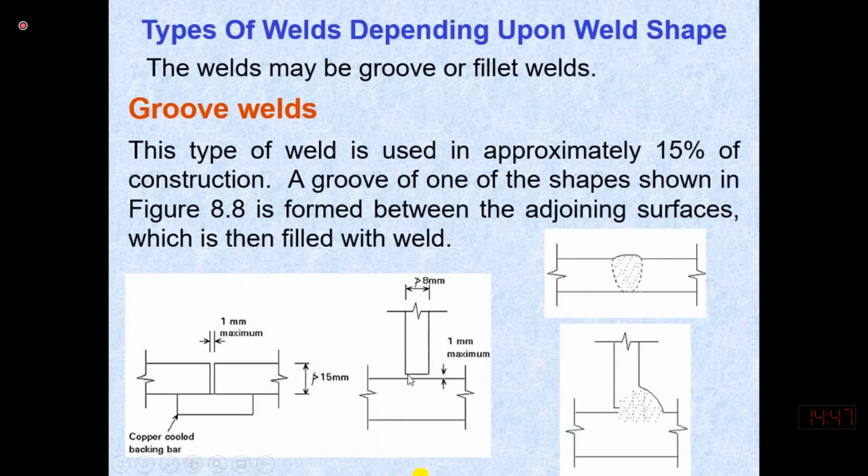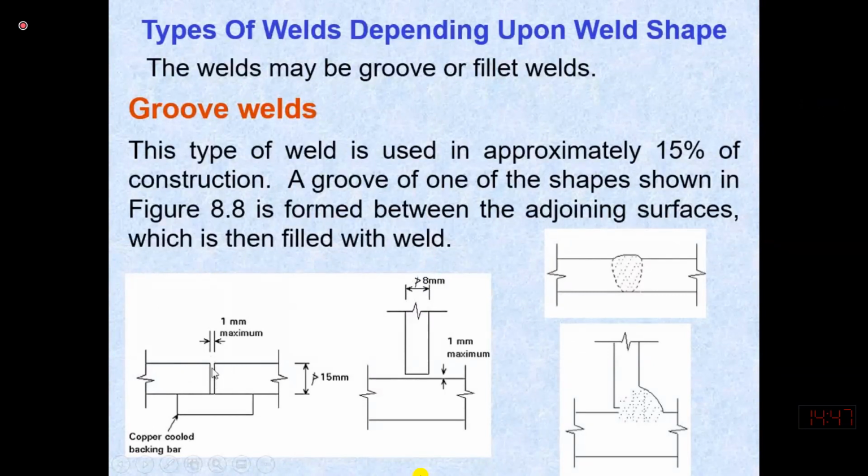So when we fill this gap with the molten electrode, this is called the groove weld. When we want to connect a plate with another plate which is perpendicular, then we need to provide the weld on both sides like this. This is called the groove weld. This type of weld is used in approximately 15% of construction. So most of the time we are using the groove weld. Sometimes, just to increase the area of the connecting surface, we may also provide some cuts in a certain pattern to provide more strength.